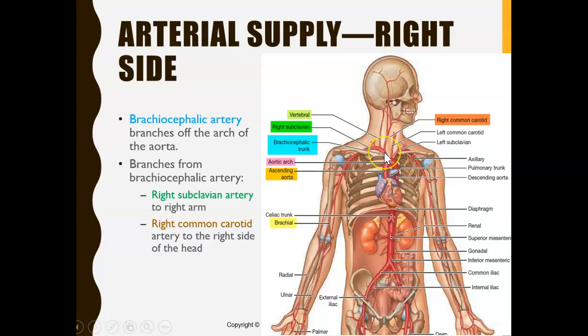From there, it can go to the right subclavian artery, which is this one, and it goes towards the right arm. You can see there are two branches, one towards the arm, the other goes up towards the head and neck. This is the one that we're most interested in, and because it is on the right side, it is called the right common carotid artery. There's also a left common carotid artery for the left side. So there's one on both sides.